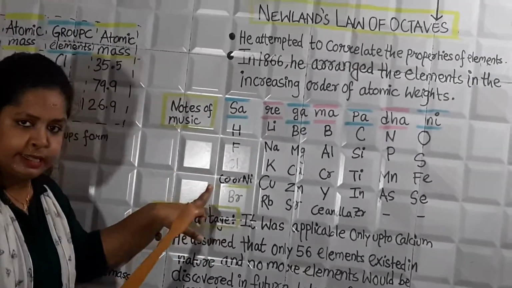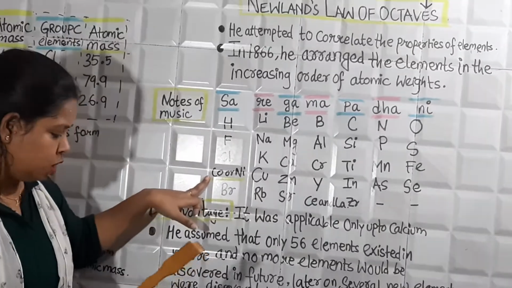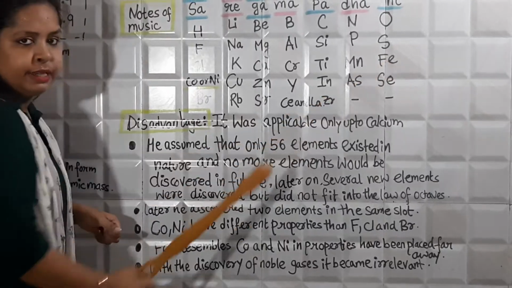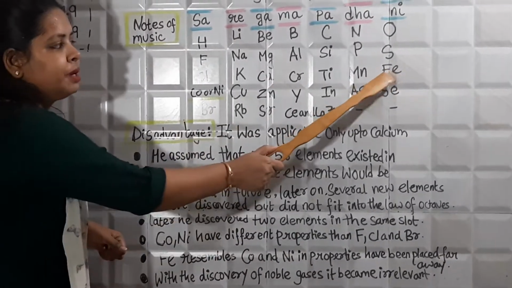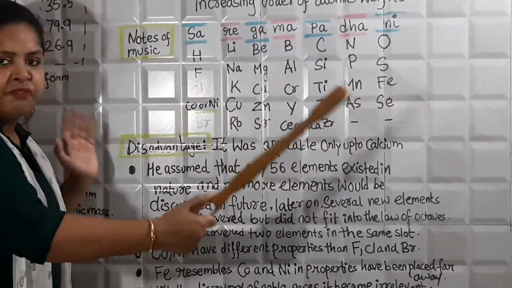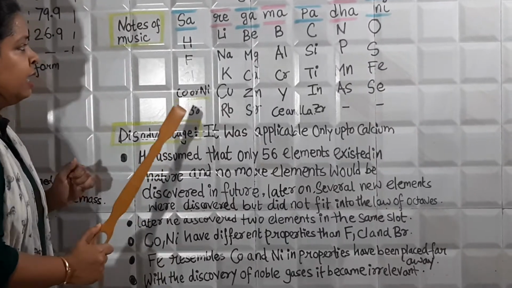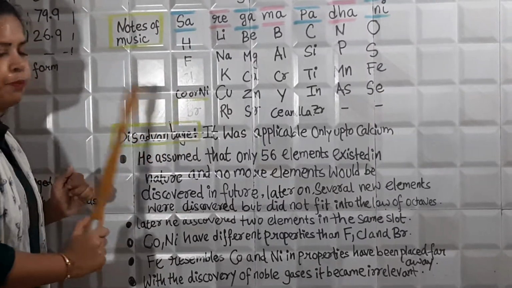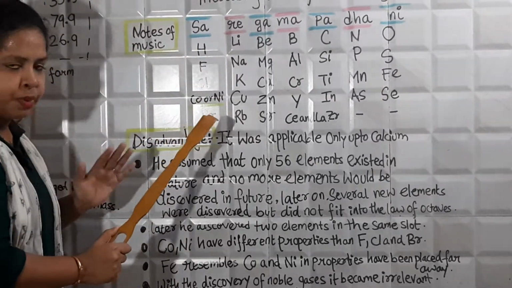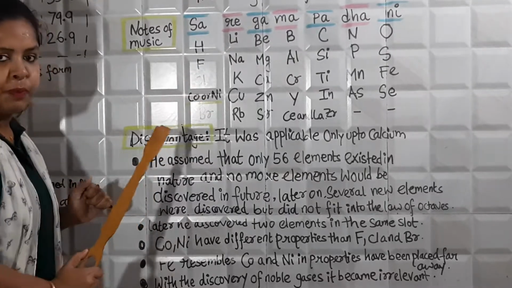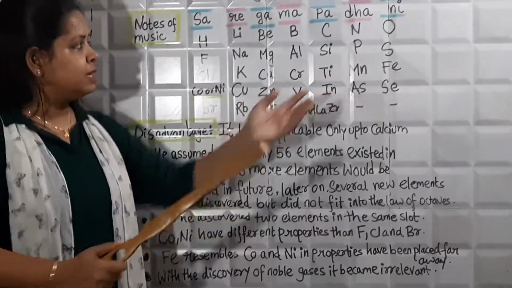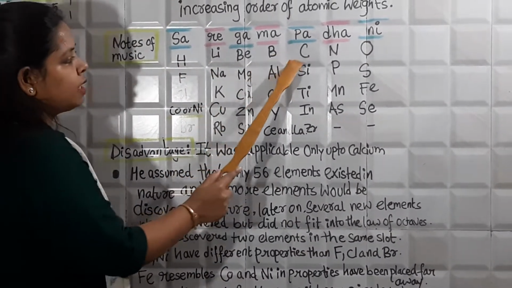You can see that I have highlighted them. Why? Because they did not fit into the law of octaves. Cobalt and nickel share properties with iron, but they have been placed far away. They did not share the same properties as fluorine, chlorine or bromine, but they were placed in the same group.